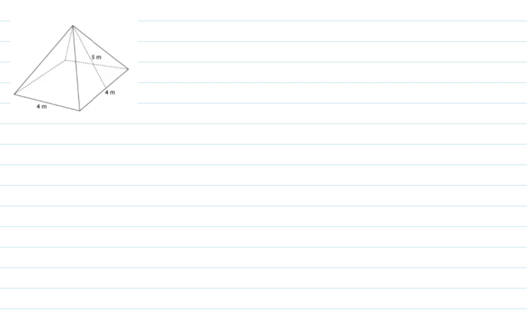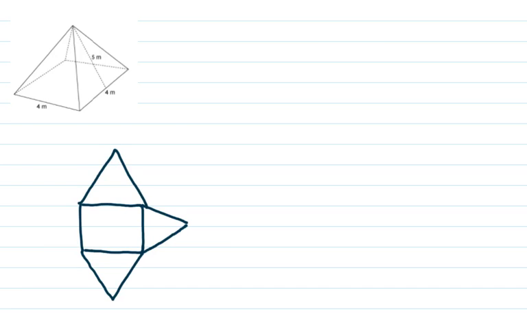Here we have a square pyramid. If you were using the net method, you would draw the net, which would include a square and the 4 triangles such that they could fold up to make the pyramid. And in this case, you would see that the square is a 4 by 4. So those are the dimensions.